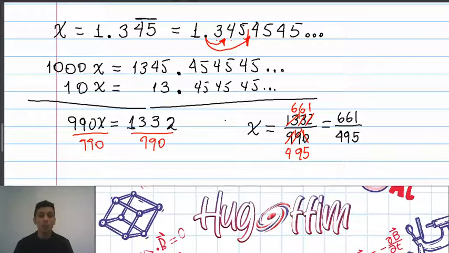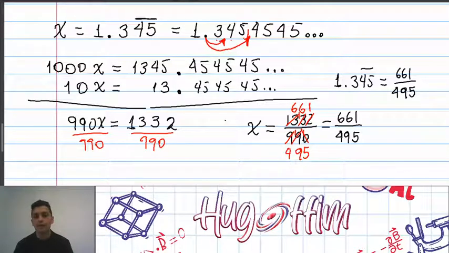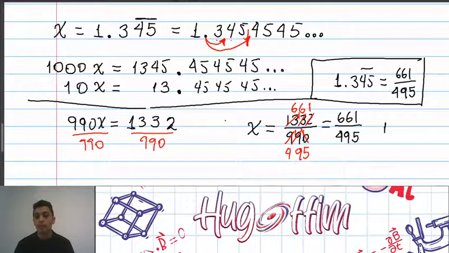So as a conclusion, 1.345 periodic is just 661 over 495. So we just demonstrated that 1.345 periodic belongs to the rational numbers. And this is the main idea of how you can demonstrate that repeating decimals are rational numbers.